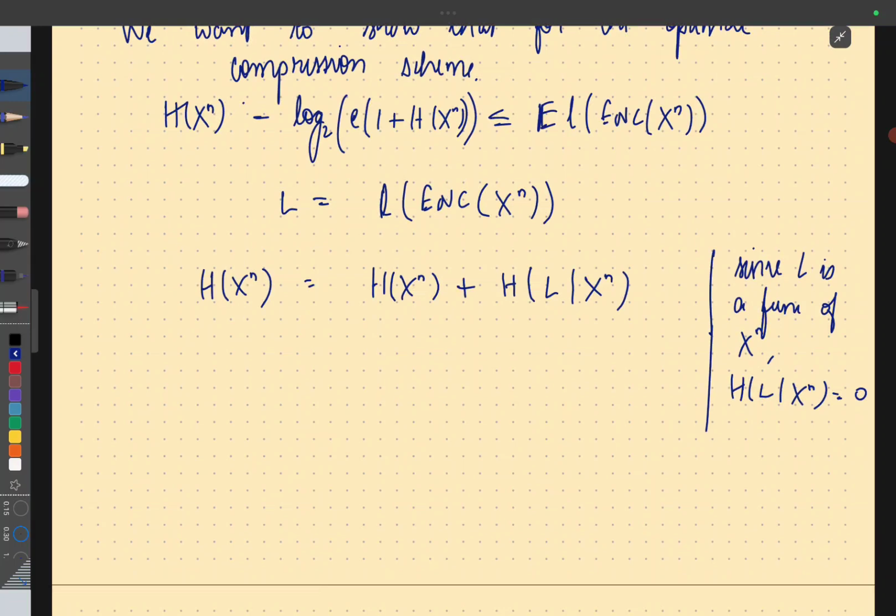Is that okay? Great. So this is equal to H of X^n comma L, just by the chain rule of entropy. So I introduced another quantity, sort of a dummy quantity, right? Because it's equal to 0. And this I get using the chain rule.